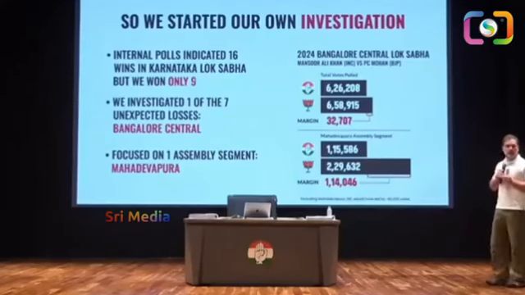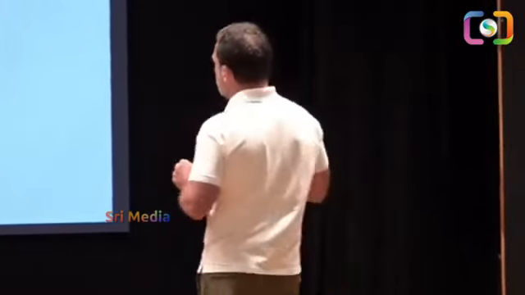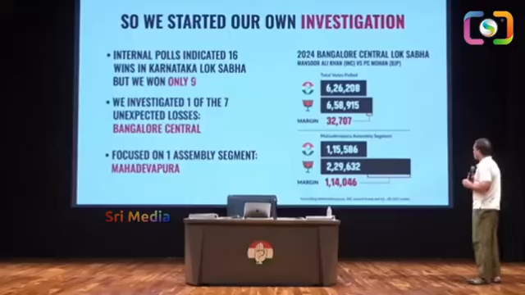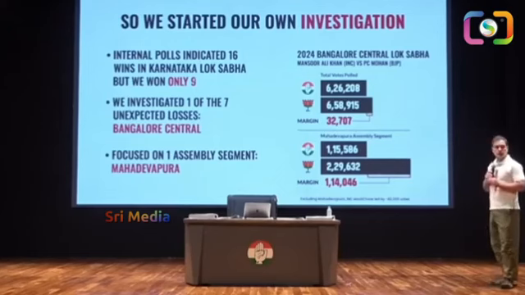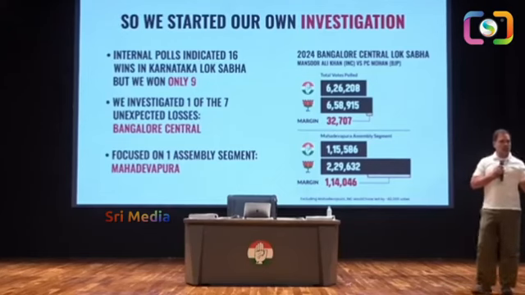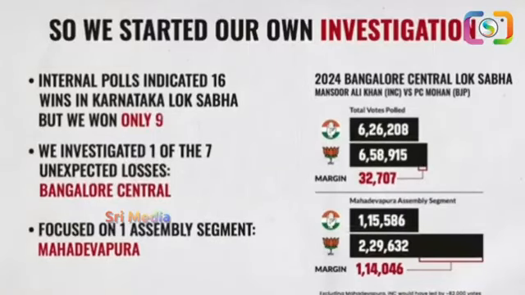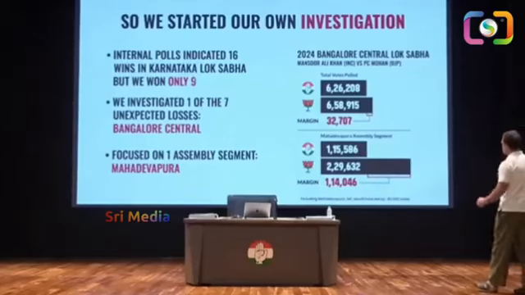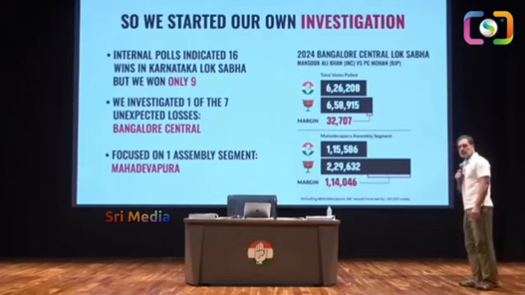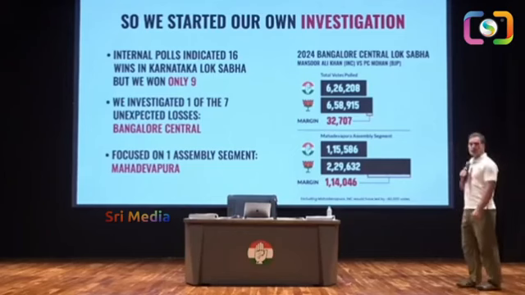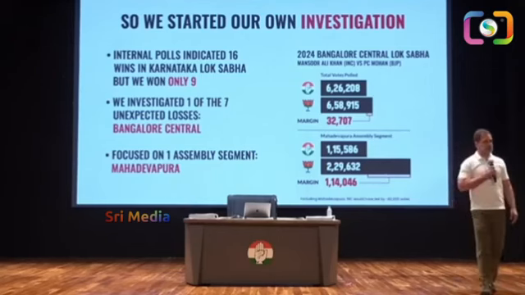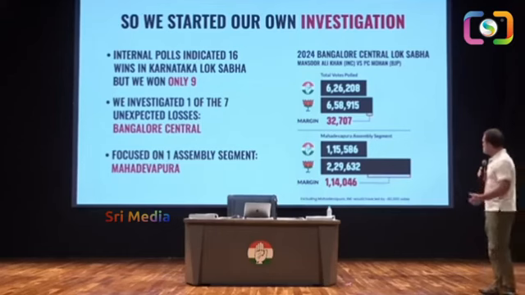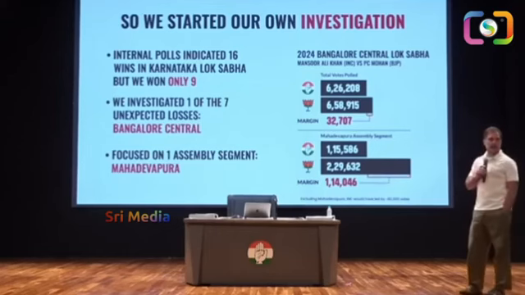But then, the interesting thing, we look at Mahadevapura assembly segment. And the BJP, the Congress polls 1,15,586 and the BJP polls 2,29,632. Congress wins all the Vidhan Sabhas except this one. And in this one, BJP sweeps and gets a margin of 1,14,046. This seat wins them the election. And the Lok Sabha goes in their favor.